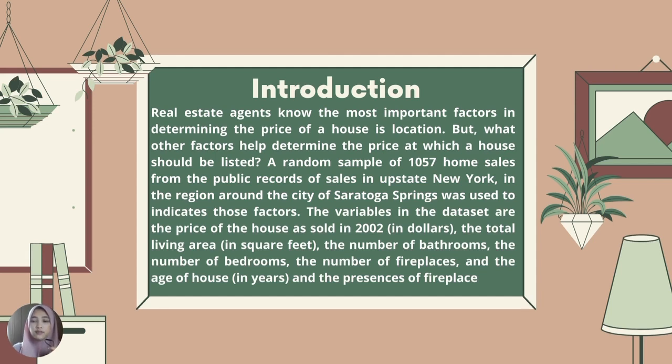A random sample of 1,057 home sales from the public records of sale in upstate New York, in the region around the city of Saratoga Springs, was used to indicate those factors. The variables in the database are the price of houses as sold in 2002 in dollars, the total living area in square feet, the number of bathrooms, the number of bedrooms, the number of fireplaces, the age of the house in years, and the presence of a fireplace.